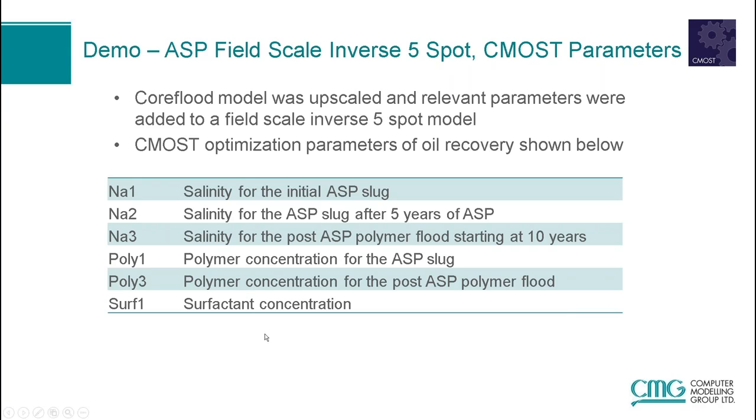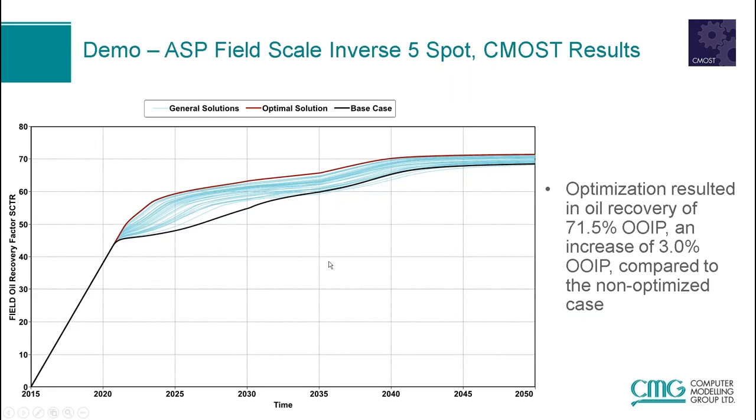So once we see the results from that optimization, we see here that what we started with was this black line here, the base case, and our optimized case was the red curve here, and we see quite a good increase in recovery. Right at the very end, it's an increase of about 3% of the oil in place, and that in itself would represent quite a good increase in revenue just from doing an optimization like this.